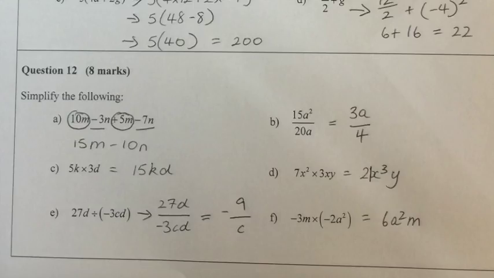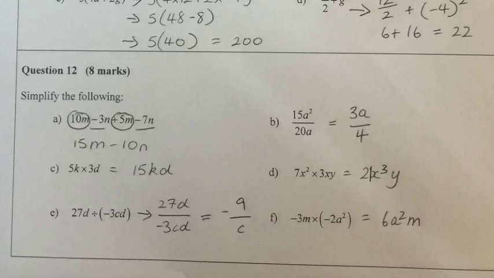Simplifying down, 5k times 3d. Well, multiplying is always pretty easy with these, we just put them together. So 5 times 3 is 15, then we've also got a k and a d in there, so it's 15kd. D, 7x squared times 3xy equals 21, because 7 times 3 equals 21. X squared times x equals x cubed, and then we've just got a y at the end, so it equals 21x cubed y.